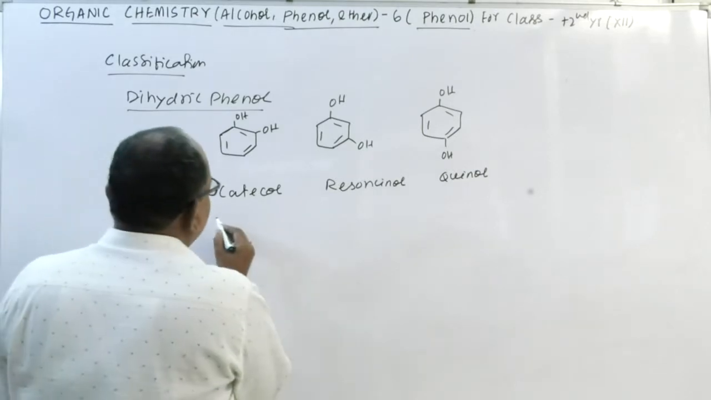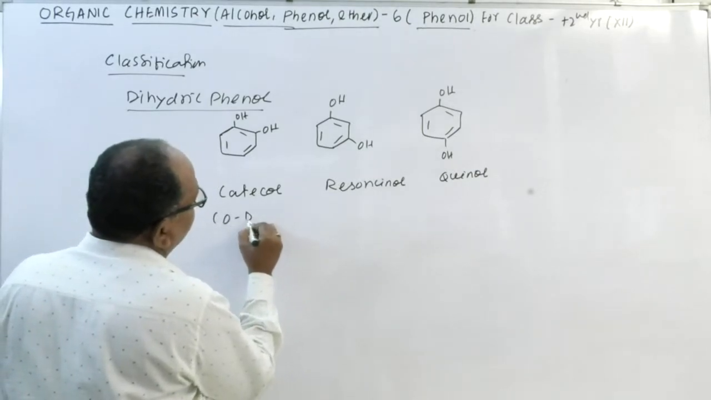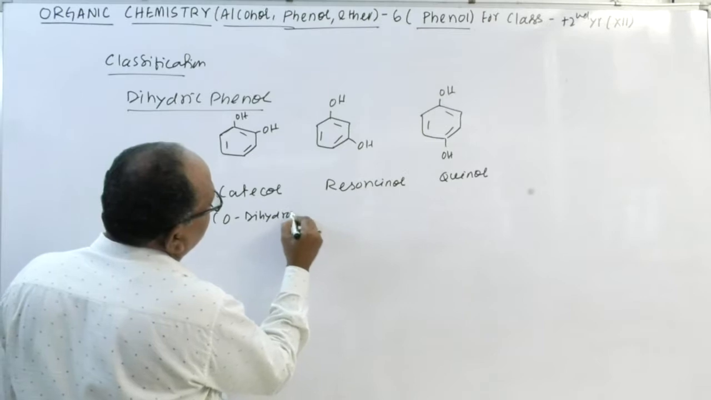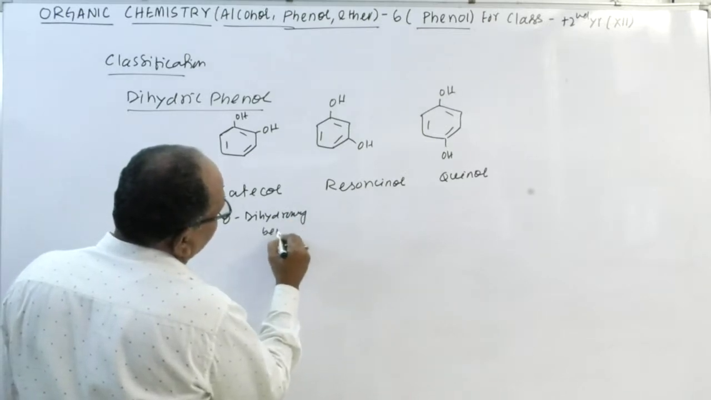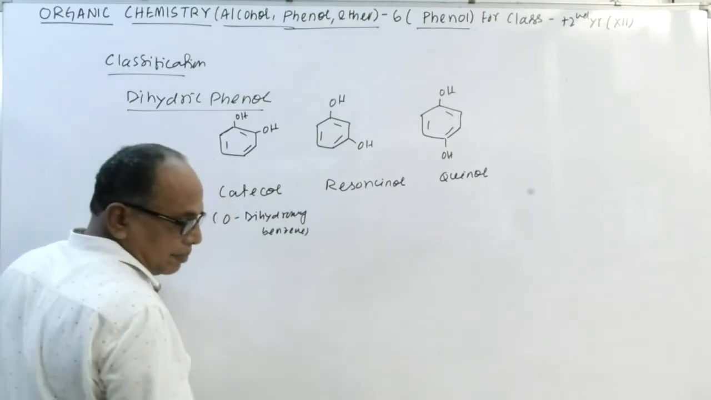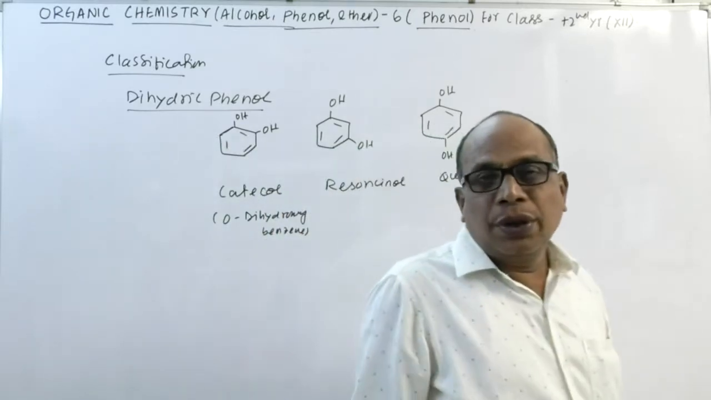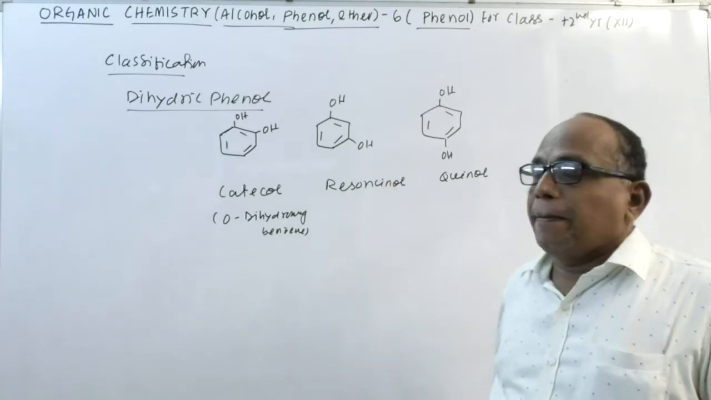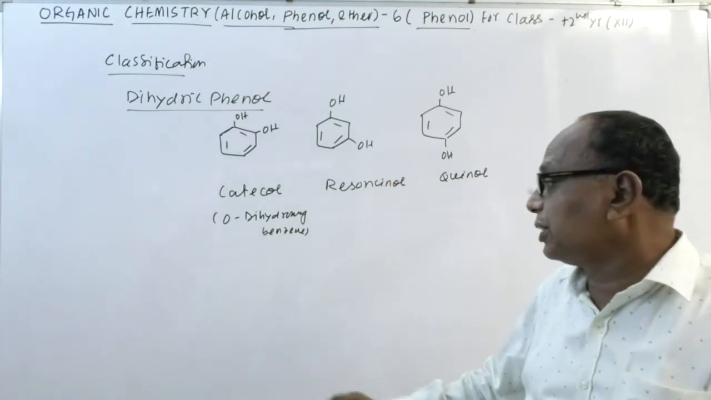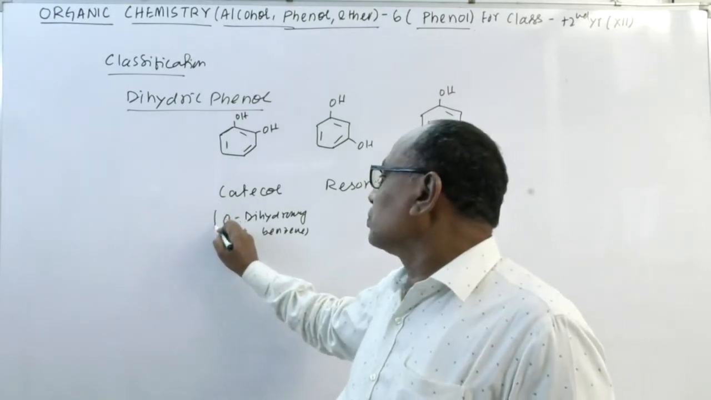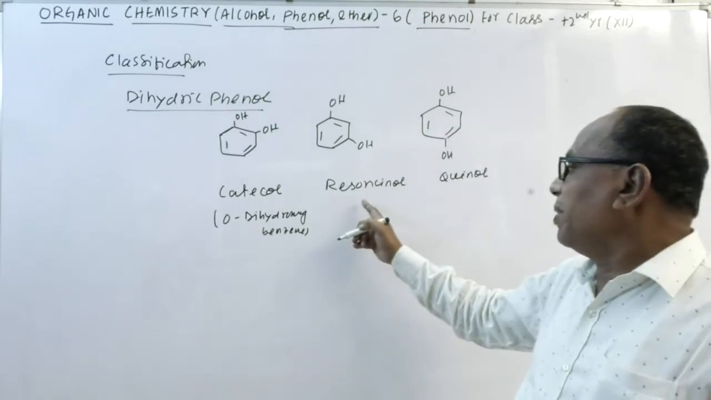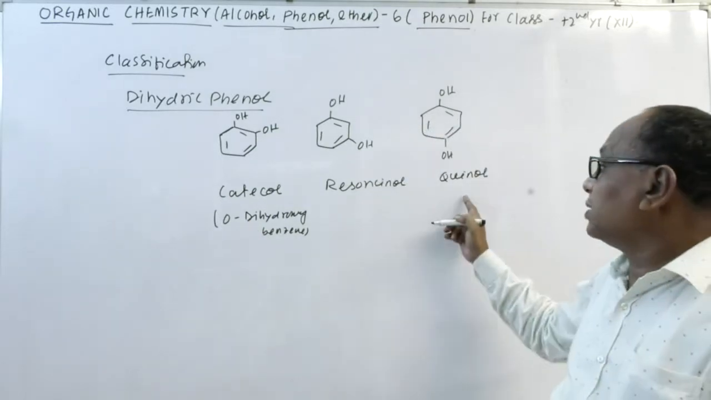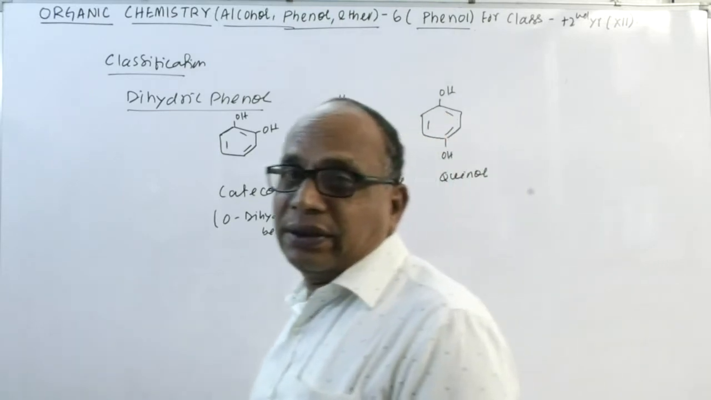Or we can say this is called ortho dihydroxybenzene. Okay? The benzene has two OH groups. Orthodihydroxybenzene, then meta dihydroxybenzene, and this is para dihydroxybenzene.